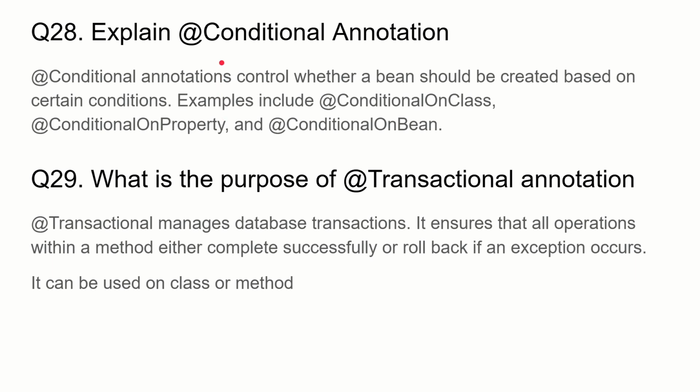Next is explain the @Conditional annotation. The @Conditional annotation controls whether a bean should be created based on certain conditions. Examples include @ConditionalOnClass, @ConditionalOnProperty, @ConditionalOnBean, etc. Next, one of the important questions from the interview perspective in Spring Boot is: what is the purpose of the @Transactional annotation? @Transactional manages database transactions. It ensures that all operations within a method either complete successfully or roll back if any exception occurs. It can be used at class level or method level.